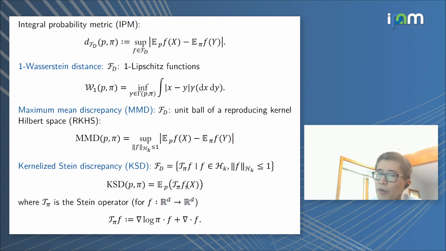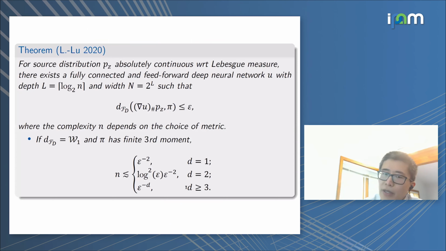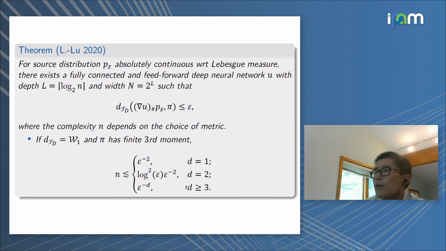Sorry, it's a very quick overview of how to measure distance between probabilities. And now, specifying this, our main result is the following. We consider the source distribution to be absolutely continuous with respect to Lebesgue, so for example, PZ is a Gaussian. And now the claim is that there exists a fully connected feed-forward deep neural network, U, with depth given by log of n, where n is a complexity parameter that we specify for the neural network. So this is the depth, and the width is essentially n.